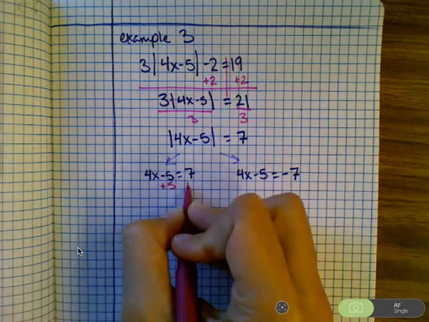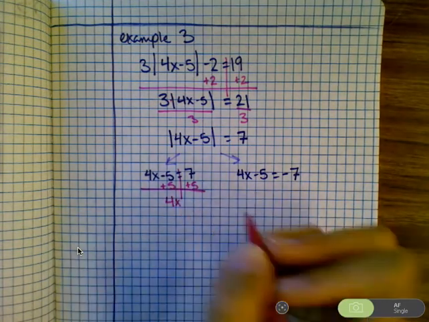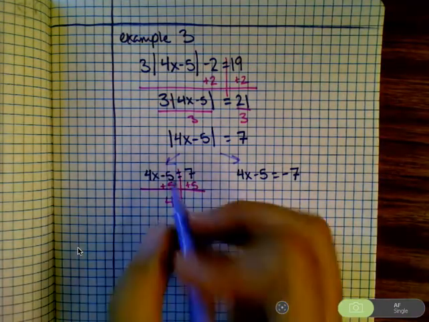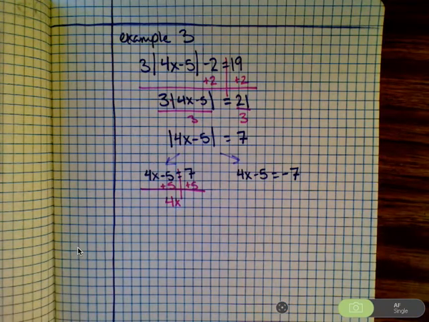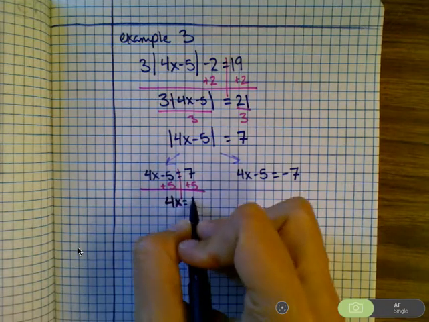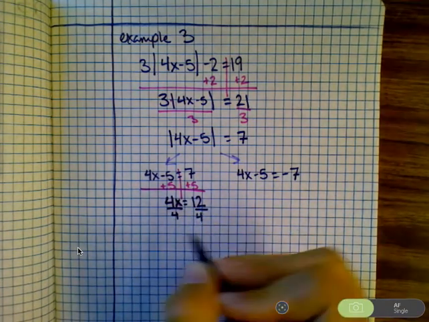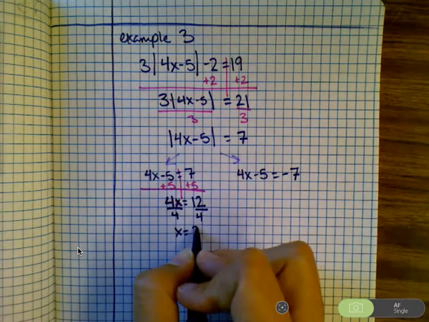So I add 5 to get 4x. Ooh, I forgot to change colors. Sorry, I'm trying to make the colors be helpful. That's the wrong one too. 4x equals 7 plus 5, which is 12. Divide both sides by 4. 12 divided by 4 is 3.